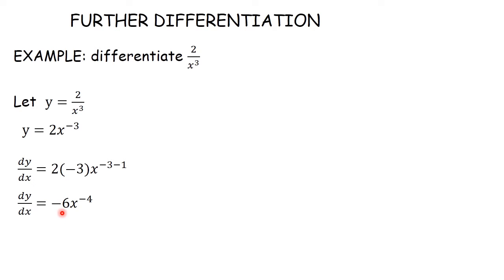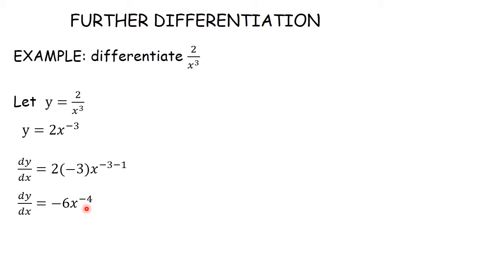So when we do the pre-multiplying, we shall have a 3 being multiplied with a 2, so we shall have 2 times negative 3. Then we have x to power negative 3 minus 1. So 2 times negative 3 would give us negative 6, then x to power negative 4.